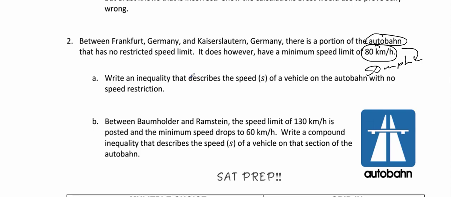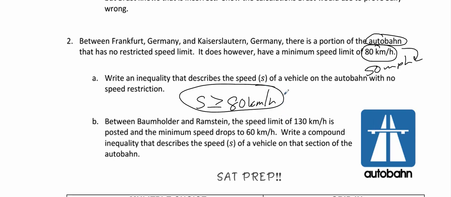All right, part A, write an inequality that describes the speed S of a vehicle on the Autobahn with no speed restriction. So this speed of a vehicle, we know it has to be greater than or equal to 80 kilometers an hour. That was a pretty simple one. That is the posted speed limit basically on that section there. You can go 80 or higher.